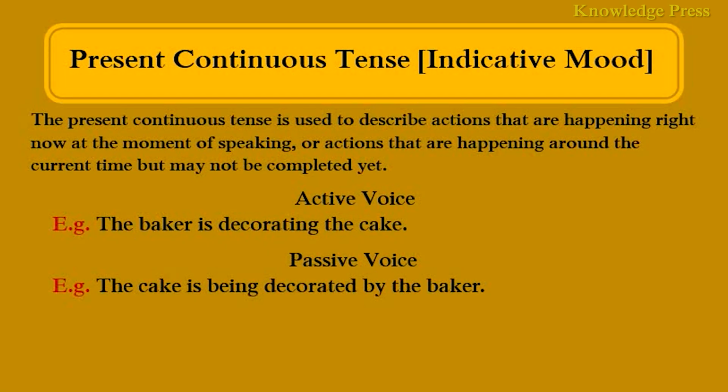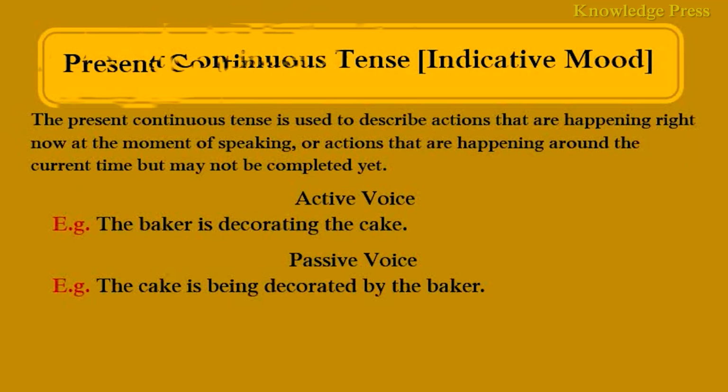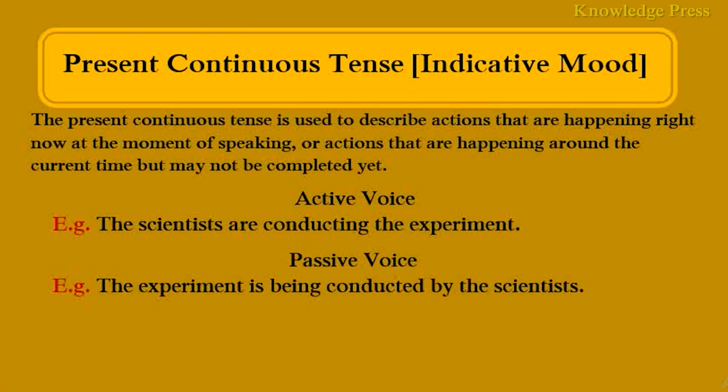Now see the next example, active voice. The baker is decorating the cake. Passive voice, the cake is being decorated by the baker. Active voice, the scientists are conducting the experiment. Passive voice, the experiment is being conducted by the scientists.